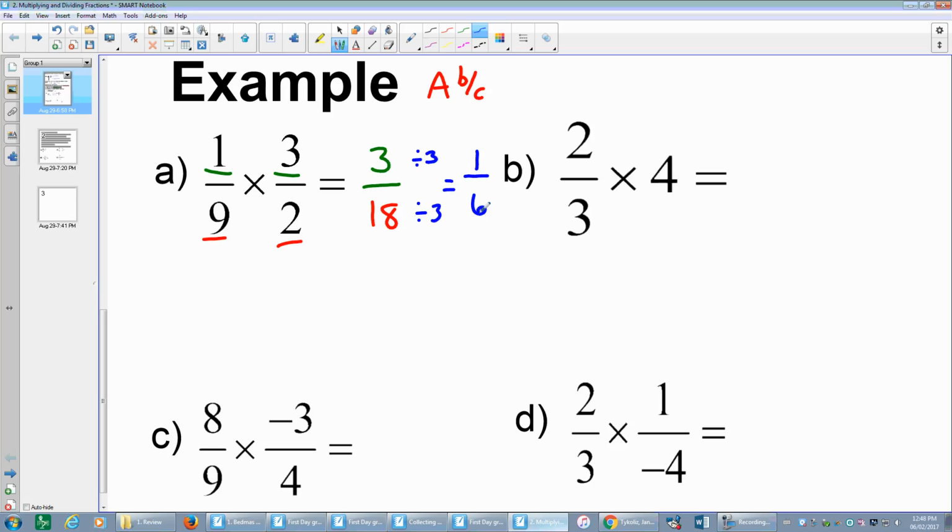Okay, that would be it in lowest terms. And for all of the examples that we are going to do, I want you to write it in lowest terms always. So this would be your final answer. If you don't write it in lowest terms, you will lose half a mark.